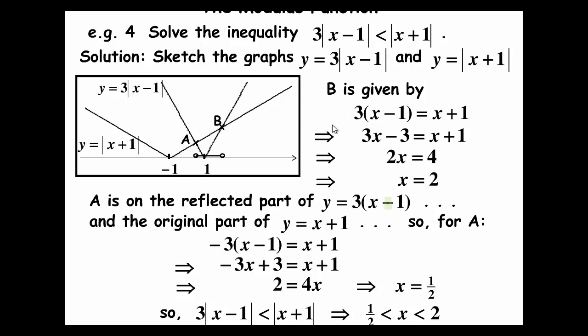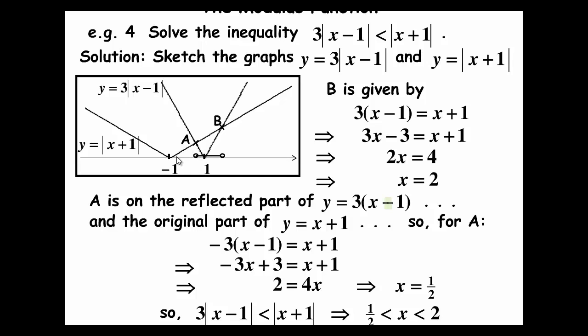Well, to find out the x value at B, we look at where the two positive bits of graph meet, so we can just get rid of the modulus signs for that. It's fairly easy. Expand out the bracket, we get 3x minus 3 equals x plus 1. Subtract x from both sides, we get 2x. Add 3 to both sides, we get 2x equals 4, x equals 2. So x equals 2 here, and that was fairly straightforward because we're looking at the positive bits of these graphs.